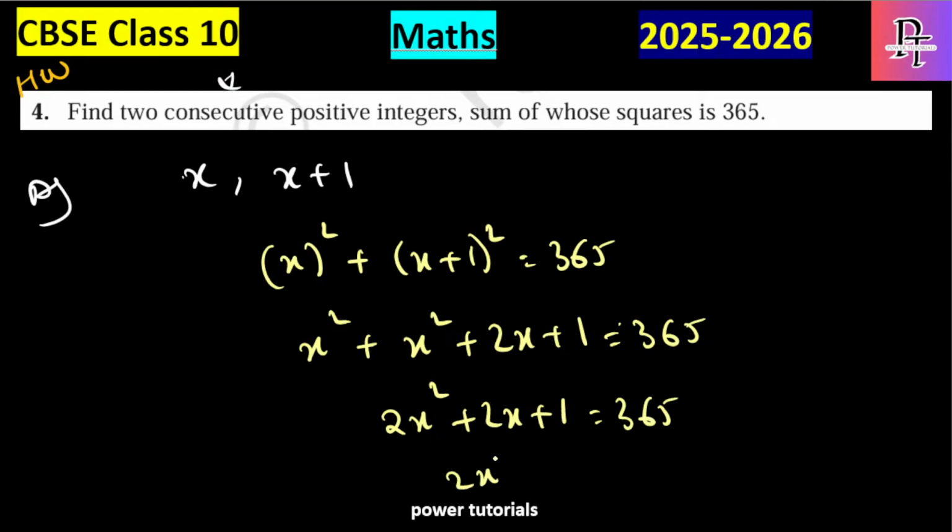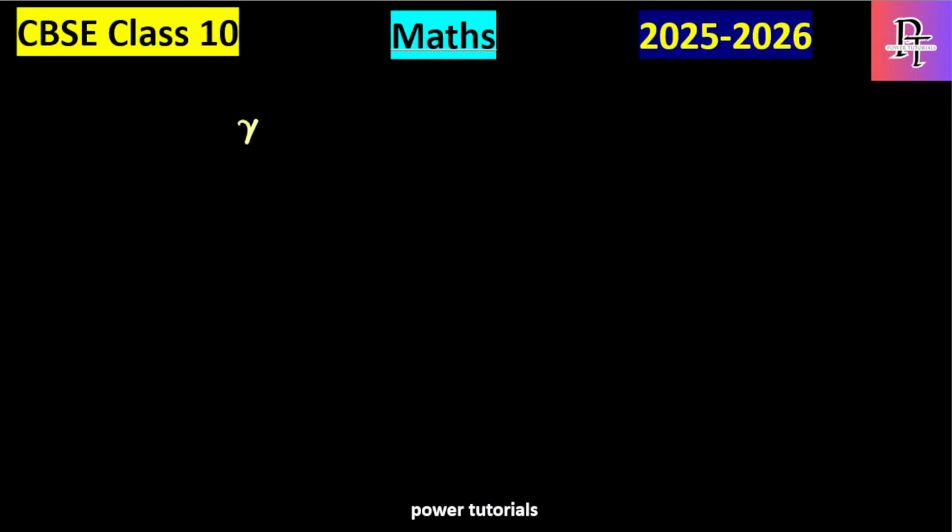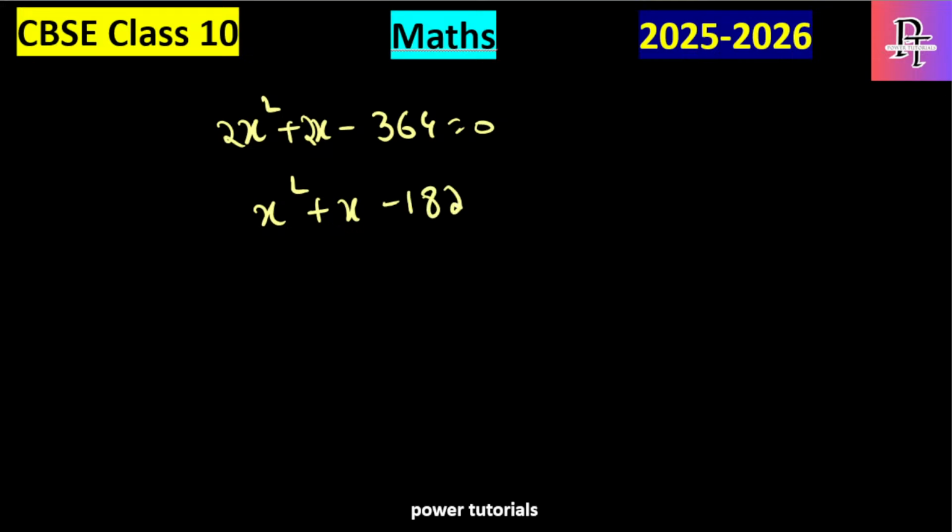So if I move 365 to the left side, it becomes 2x square plus 2x plus 1 minus 365 is equal to 0. So what is 1 minus 365? It is minus 364. So 2x square plus 2x minus 364 is equal to 0. If I divide by 2, I will get x square plus x minus 182 is equal to 0. Let's find the factors of 182.